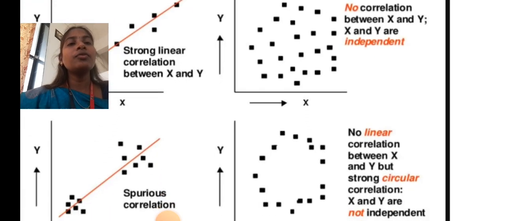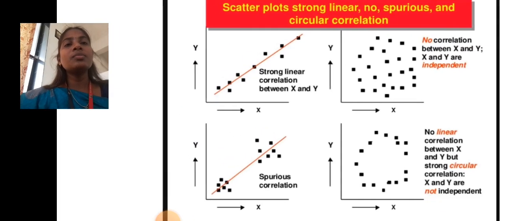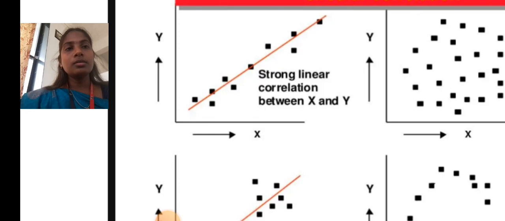Then next, moving down, here also we are not providing any straight line, so it is called non-linear, which means no linear correlation between x and y coordinates, but it has a strong circular correlation. The points are present in a circle format, so it is a strong circular correlation, and x and y are not dependent. Here also x and y are both not dependent values. In this one, a straight line can be made, so it is considered a strong linear value.